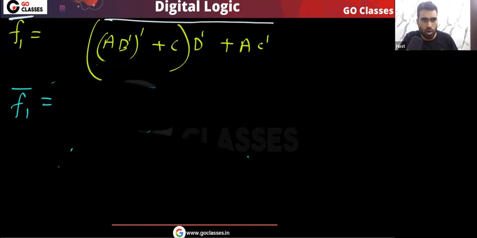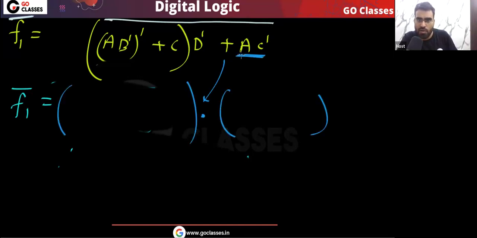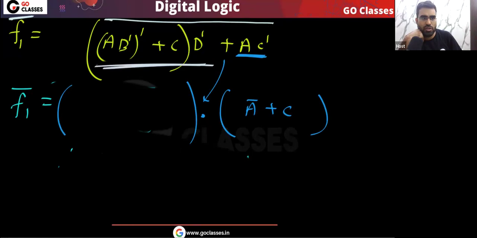So if I do the whole complement, then what will happen? This or will become and. Here you have one thing, and here you have the complement of this, so that will be a bar or c. Now you will do the complement of this one. This and will become or, and this d complement will become d.